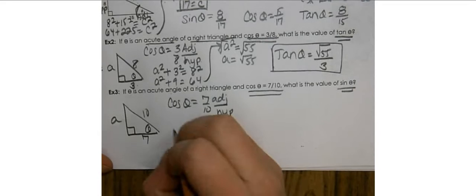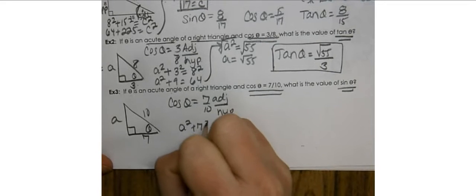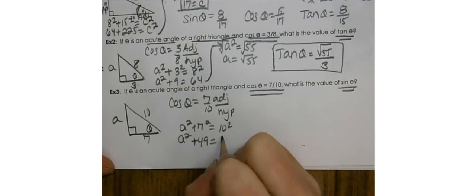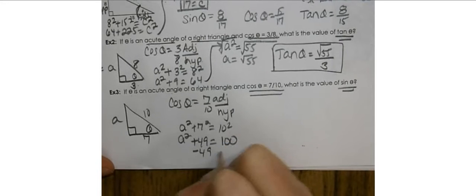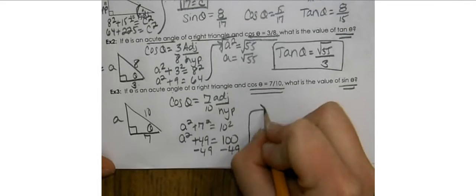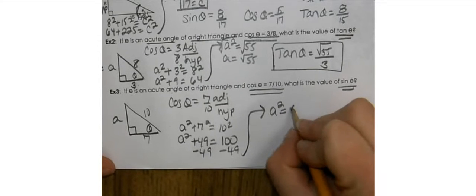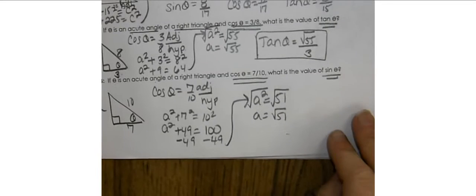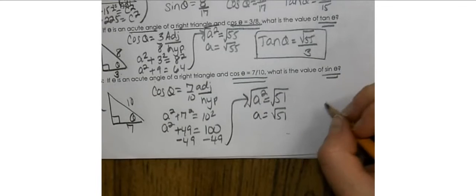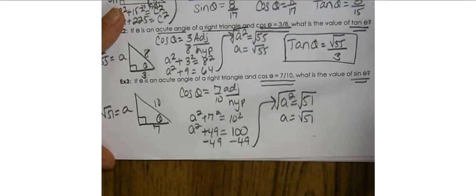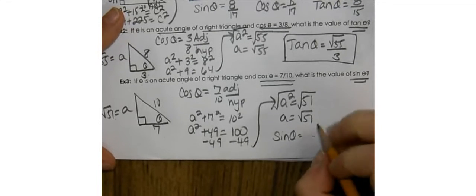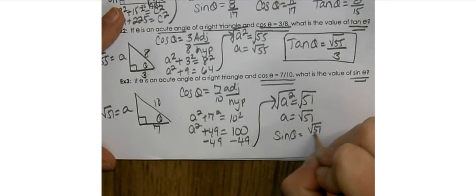So I'm going to once again use the Pythagorean theorem. A squared plus 7 squared is equal to 10 squared. So I have a squared plus 49 is equal to 100. I'm going to subtract 49 on both sides, and I find that a squared is equal to 51. I'm going to take the square root of both sides, and I find that a is equal to the square root of 51. And so therefore, now that I know what a is, I can now find the sine, which is equal to opposite over hypotenuse. So my opposite is the square root of 51. So I'm going to write the sine of theta is equal to the square root of 51 over 10.